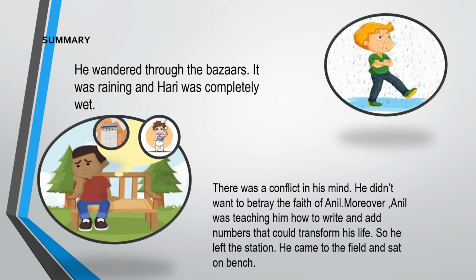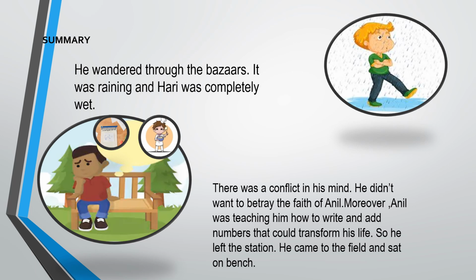It was raining and Hari was completely wet. There was a conflict in his mind. He didn't want to betray the faith of Anil. Moreover, Anil was teaching him how to write and add numbers, which could transform his life. All those things were going on in his mind, and he was in conflict about what to do. So he left the station.